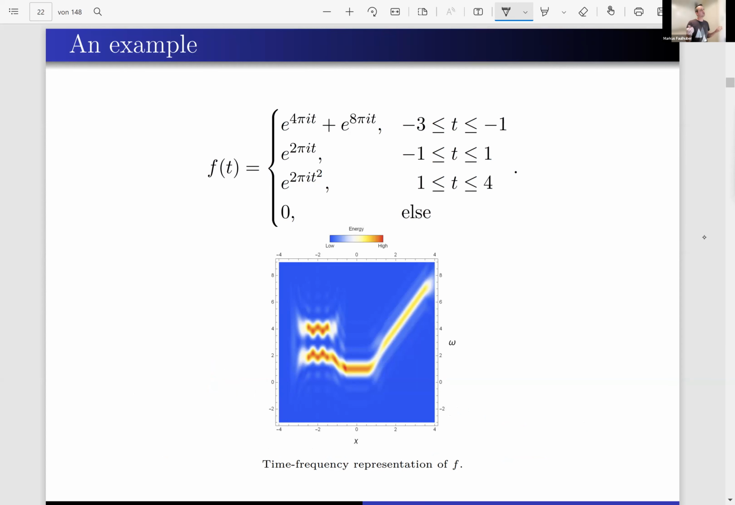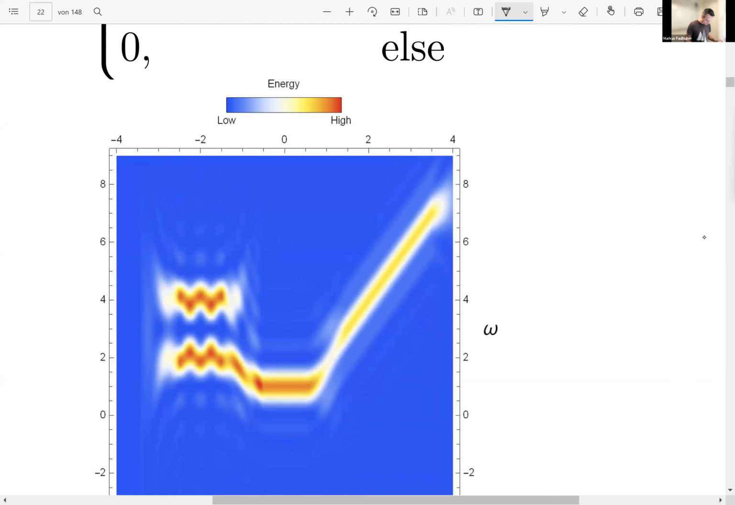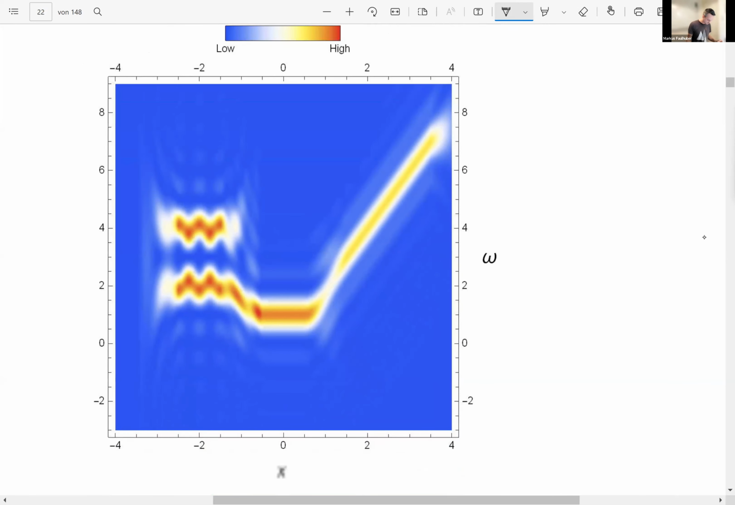a two-dimensional representation of your one-dimensional signal, which will then look like this. Let me maybe zoom in a bit. Okay, so what you see is first you have this superposition of two plane waves with frequency 2 and 4. Then you have this wave with frequency 1, and after that you have this chirp. And so in this picture you see pretty clearly what is going on.